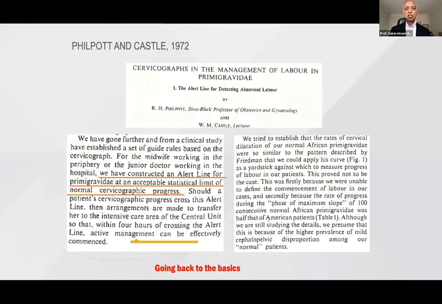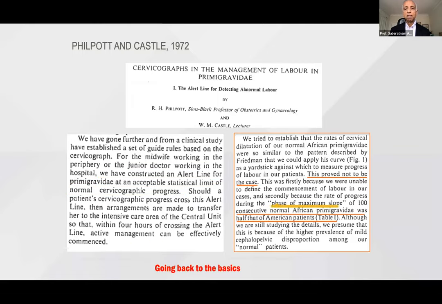Then the next issue is the construction of the alert and action line by Philpott from Zimbabwe. He decided there should be a graph which can differentiate those who are going to go slowly and run into problems and cause vesicovaginal fistula because of prolonged labor. So he constructed the alert line at 1 centimeter per hour. That is the maximum dilatation speed, but he thought it was the minimum dilatation speed. And he also mentioned in African primigravid women, the pattern described by Friedman could not be applied because African women dilated much slower.